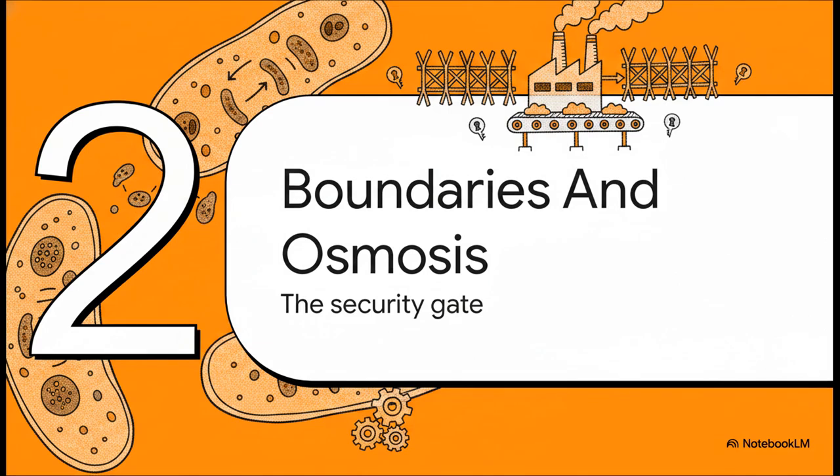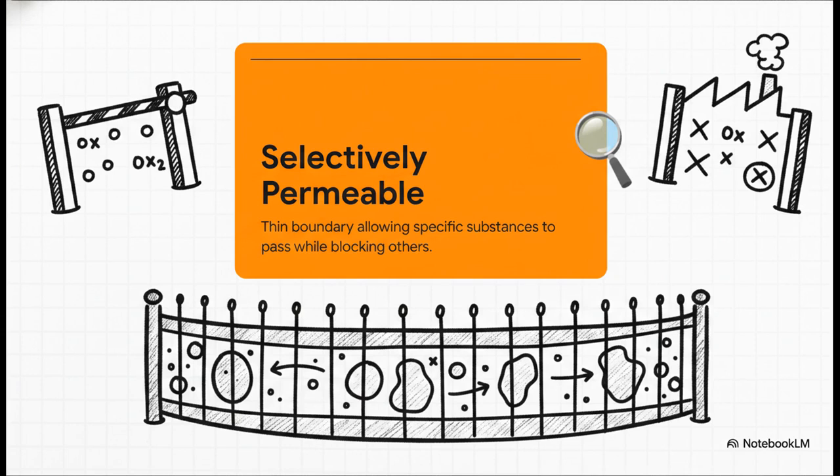Moving right along to Section 2, Boundaries and Osmosis. Every functional factory needs a highly secure gate, right? For the cell, this is the plasma membrane. It's not just a dumb wall, it is selectively permeable. That means it carefully monitors exactly what enters and exits. It lets oxygen in, kicks carbon dioxide out, and makes sure the delicate balance inside is perfectly protected so the cell can actually stay alive.